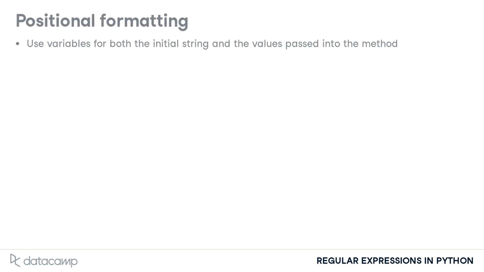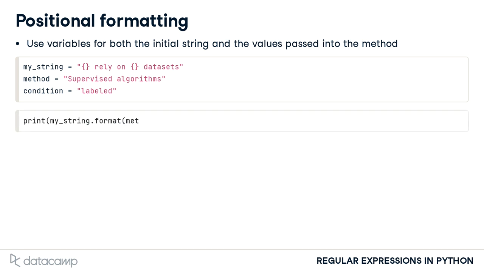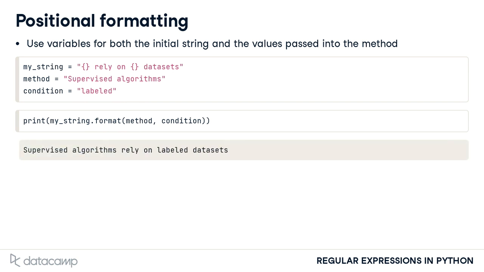We can use variables for both the string and the values passed to the method. In example code, we define a string with placeholders along with two other variables. We apply the format method to the string using the two defined variables. The method reads the string and replaces the placeholder with the given values. And we get the output seen in the slide.